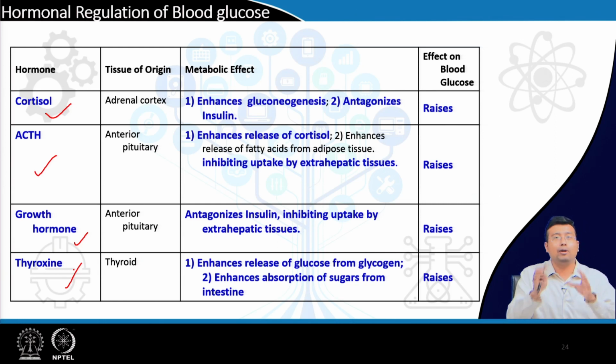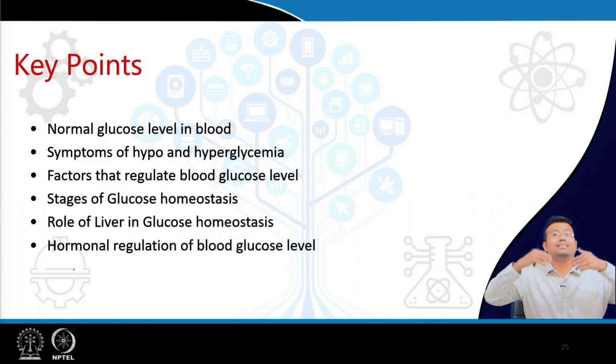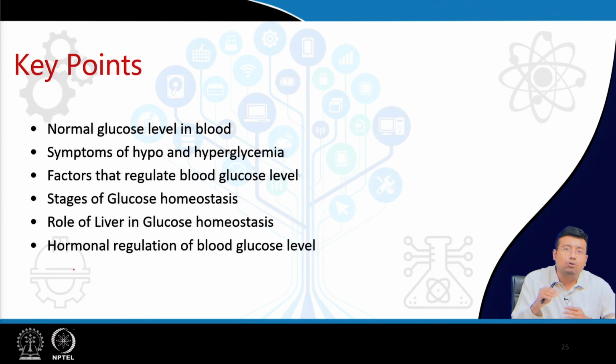Can you tell me why? Because hypoglycemia is dangerous, the patient will immediately die. So, hypoglycemia needs some more players to tackle. So, these are the players that have been allotted to raise blood glucose, whereas insulin is the only player which lowers blood glucose, and if there is insulin deficiency, that will lead to diabetes mellitus.